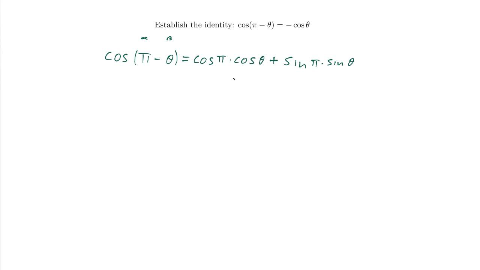Okay, now what can we do with this? Well, notice cosine of pi, that's some number. We can actually find what that number is. Cosine of pi is negative 1. Cosine of theta, can't do anything with that. I'll just leave that as cosine of theta.